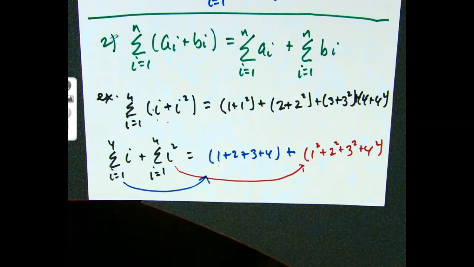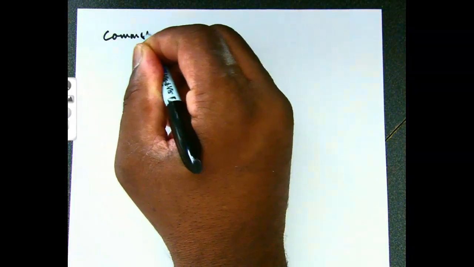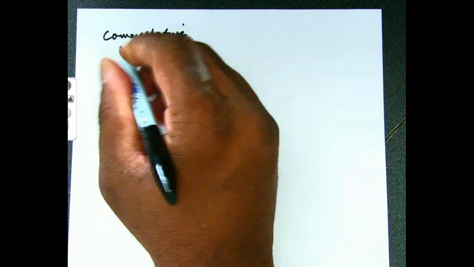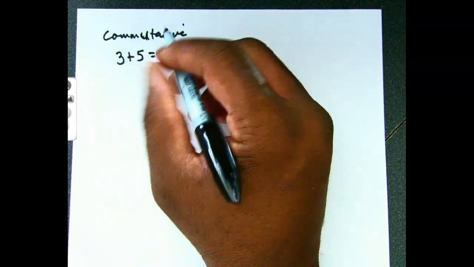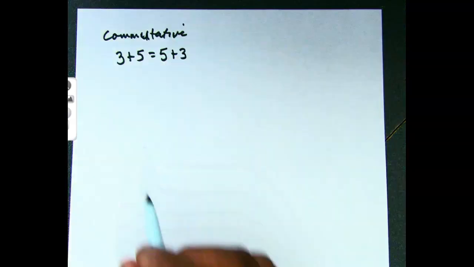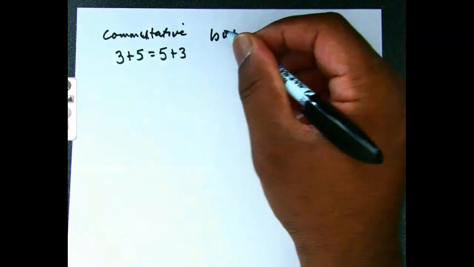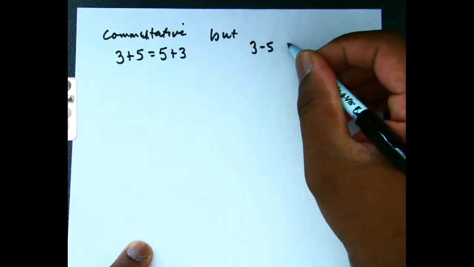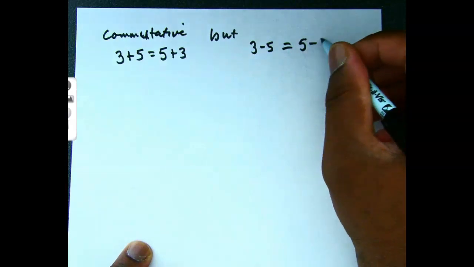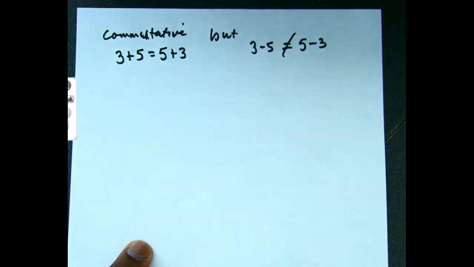All right, so our last one, we won't go through the particulars of it, but with our commutative property, we know that 3 plus 5 is equal to 5 plus 3. But is 3 minus 5 the same thing as 5 minus 3? And the answer there is no.